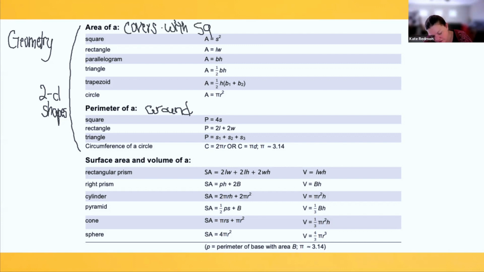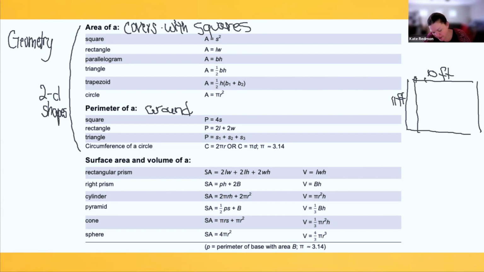Like we were talking about the square footage in your room. You could make little squares out of the 1-foot measurements by just dropping those lines both directions and measure how many squares it would take to cover the floor of your room.